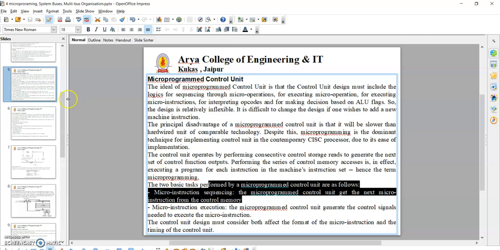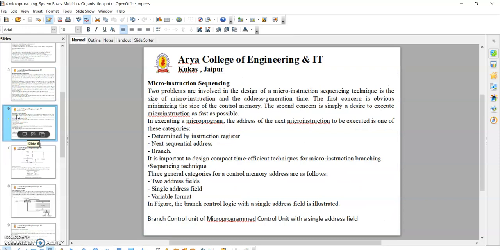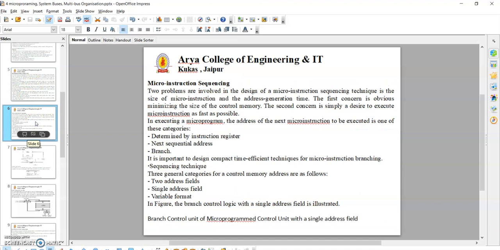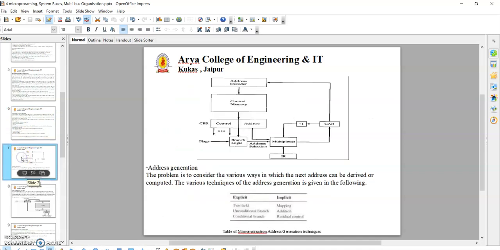There are categories determined by the instruction register, the next sequential address, and the branch. So it is important to design compact and time efficient techniques for micro instruction branching. There are three general categories for sequencing techniques: two address fields, single address field, and variable format. From the figure, you can see the address decoder, control memory, control address, branch logic and multiplexer are there.